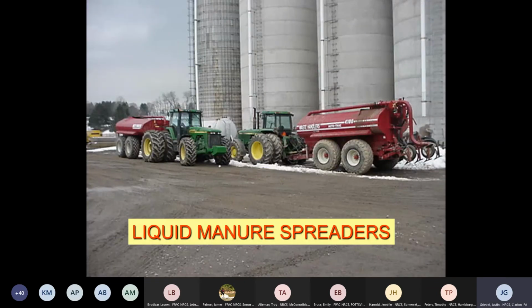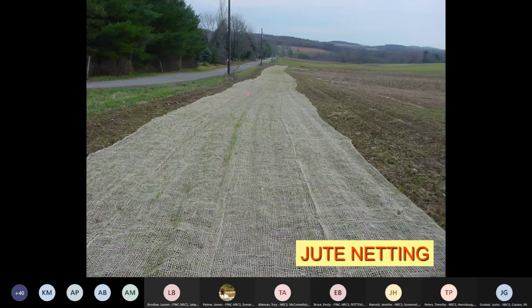Typical liquid manure spreaders. These liquid spreaders here have injectors on the back to where they dig a little furrow, basically burying the manure as they go, helps with odors and incorporating the nutrients. Some jute netting installed on a freshly installed waterway.